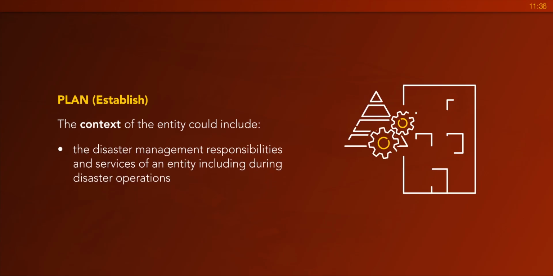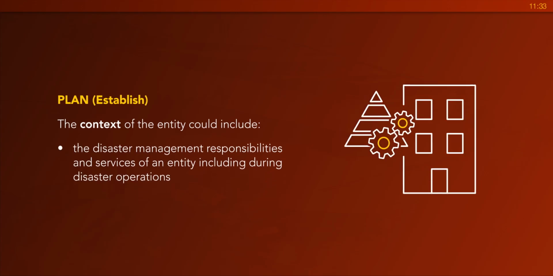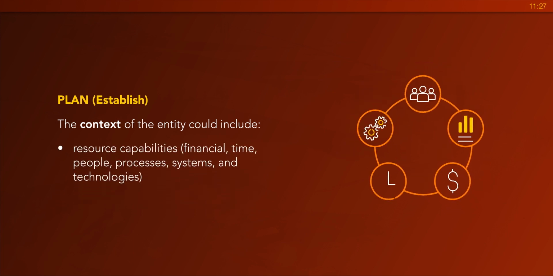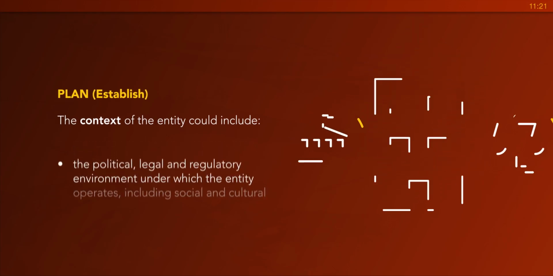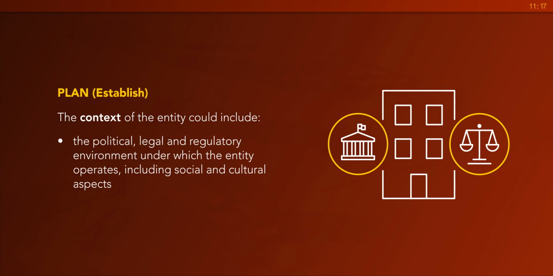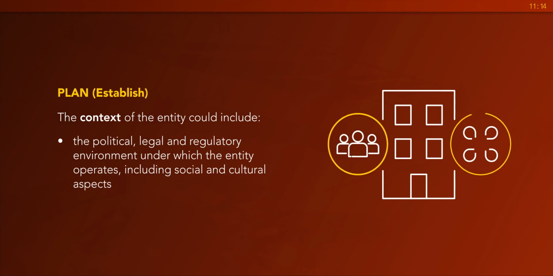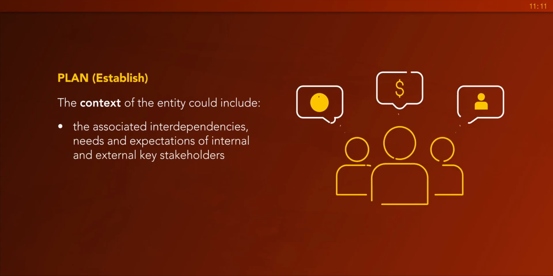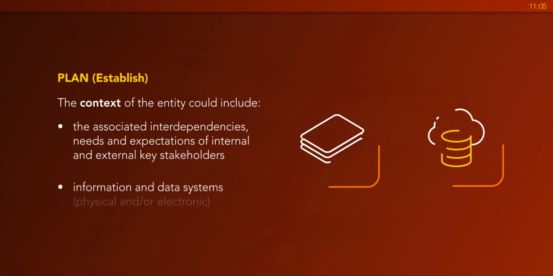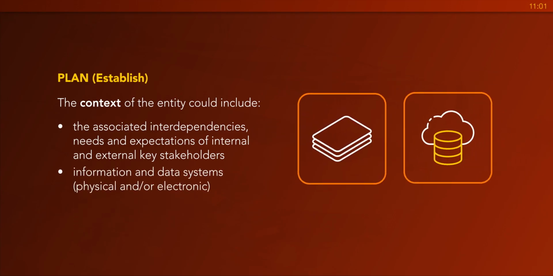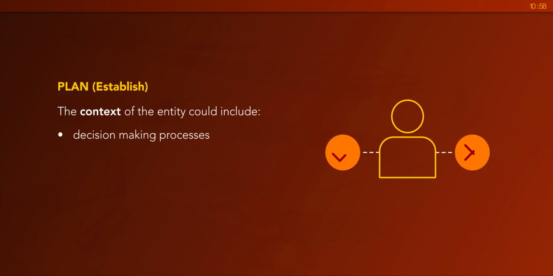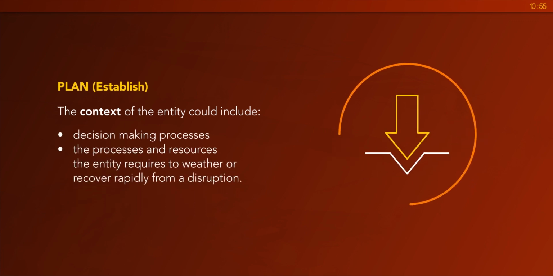The context of the entity could include the disaster management responsibilities and services of an entity, including during disaster operations. Resource capabilities, such as financial, time, people, processes, systems, and technologies. The political, legal, and regulatory environment under which the entity operates, including social and cultural aspects. The associated interdependencies, needs, and expectations of internal and external key stakeholders. Information and data systems, physical and/or electronic. Decision-making processes, as well as the processes and resources the entity requires to weather or recover rapidly from a disruption.